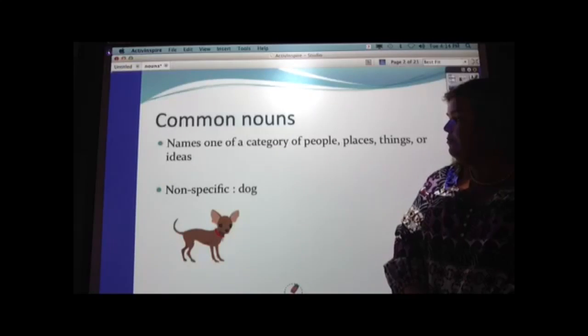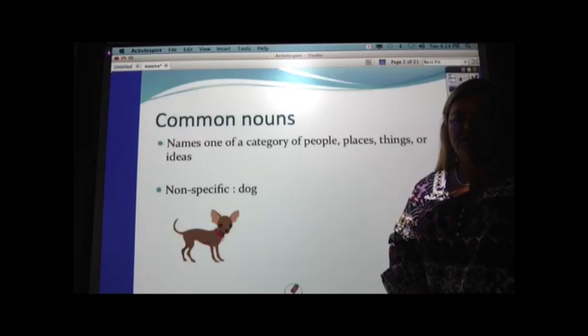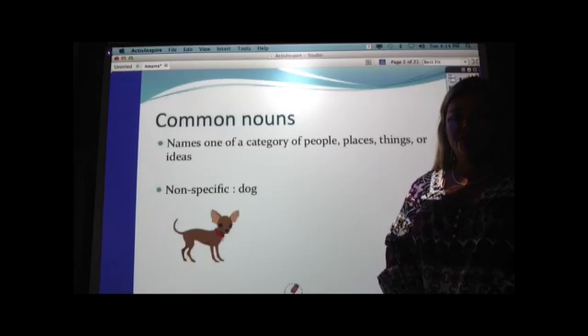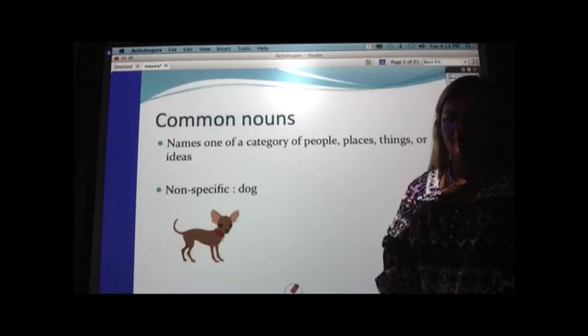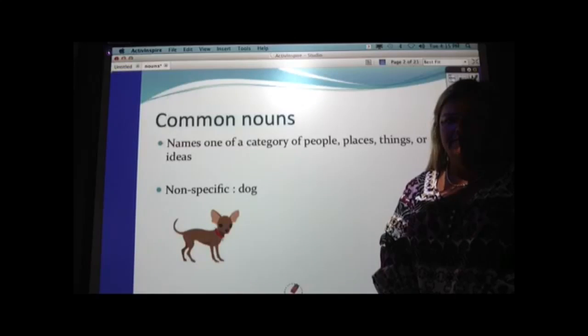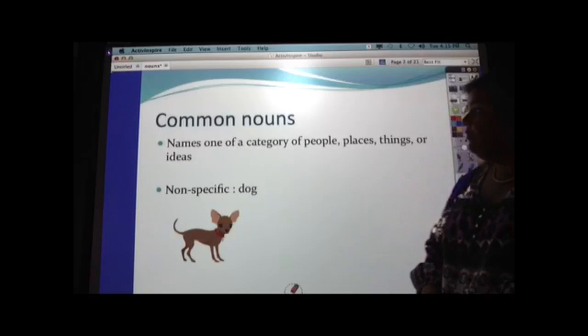One of a category of people, places, things, or ideas. Now, if you're at home and you need more time to copy your definition, you could always just hit stop or pause. Okay, so now let's move on.